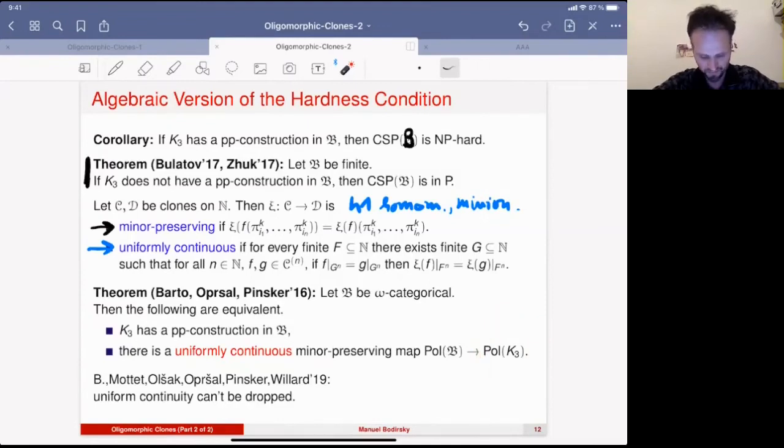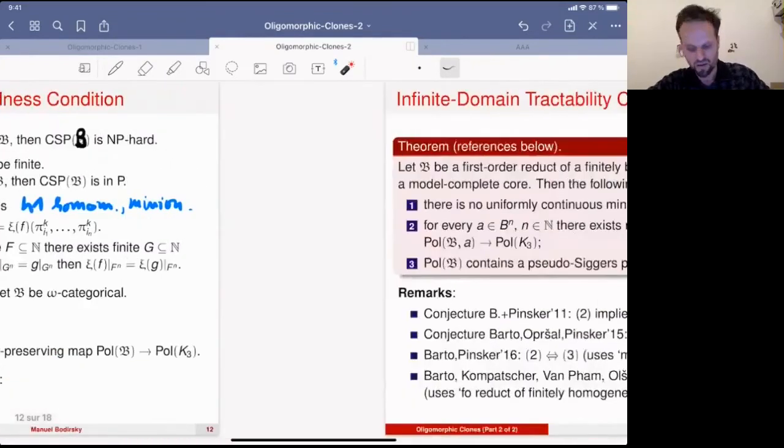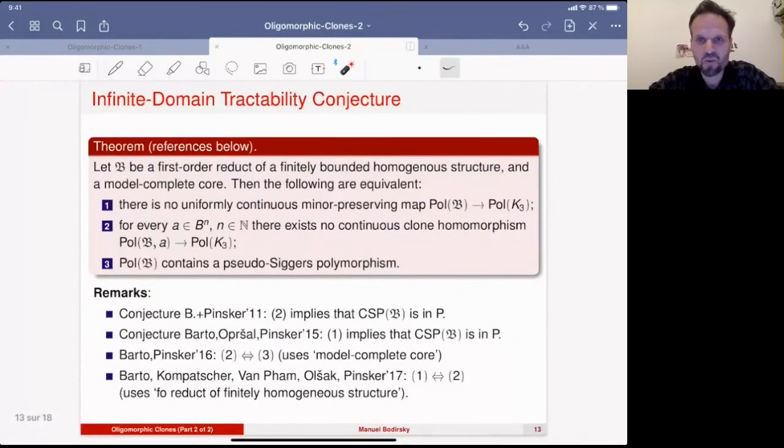All right. The uniform continuity can't be dropped. Yeah, that's another recent result. All right. So now with this tool, one can attempt to formulate a conjecture: which infinite domain CSPs, with the assumptions I made, first-order reducts of finitely bounded homogeneous structures, which of them are hard? Well, we have seen a tool already. And which of them are hopefully in P, all the others, hopefully.